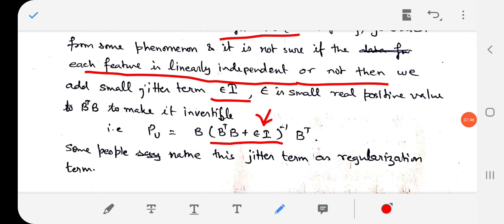This small term is what we call a jitter term or a regularization term. Some people say it's a Tikhonov regularization term. So this regularization term helps us in inverting B transpose B, even if B's columns are not linearly independent.